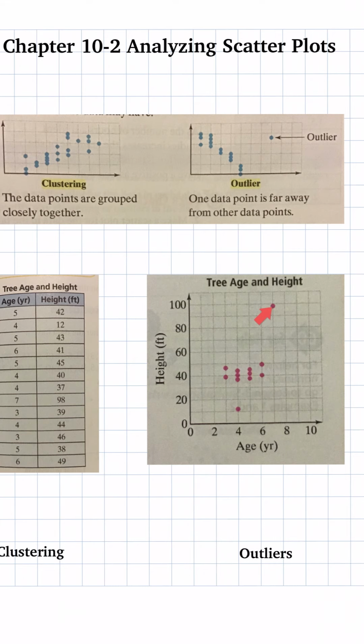And then this one, age 8 years. Whew, this is a fast-growing tree. And looks like it was like 98 feet tall. Yep. Oh, 7 years, sorry. 7 years, 98 feet tall. That one also is an outlier.